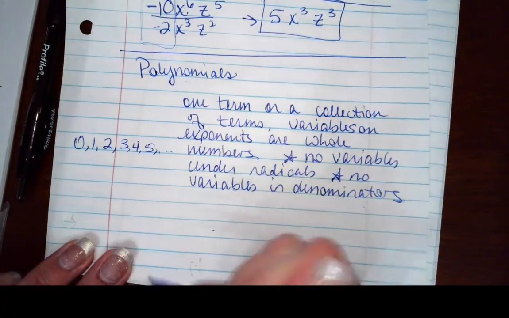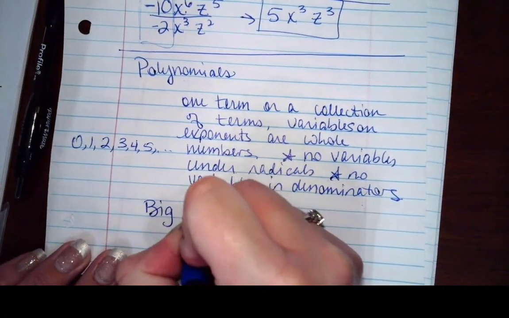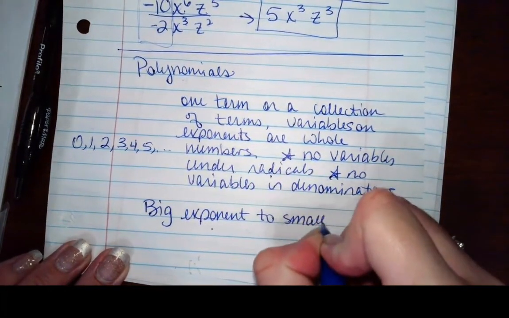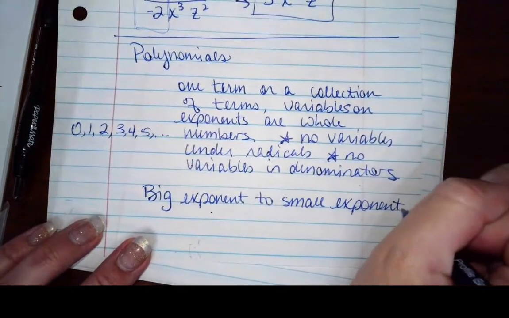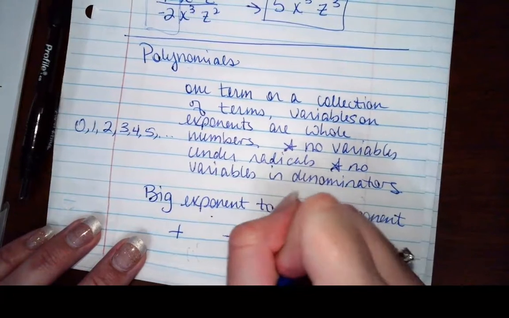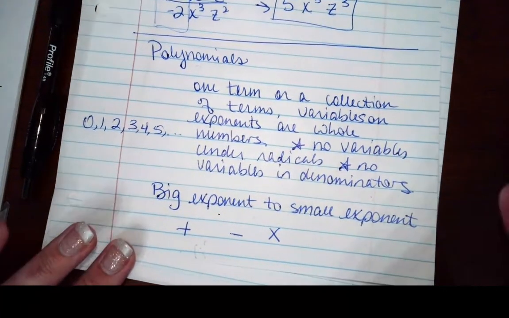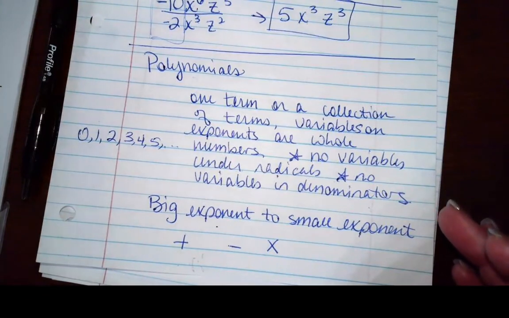Now, when we do these, we want to put things in descending order. So we want big exponent to small exponent. So we start with the biggest. And then once we organize these things, we are going to add them, subtract them, and multiply them. We will not divide till later. Okay, but we're going to add, subtract, and multiply these things together. So our strategy is going to be to simplify as much as possible, and then we're going to combine like terms, and then we're going to go from there.